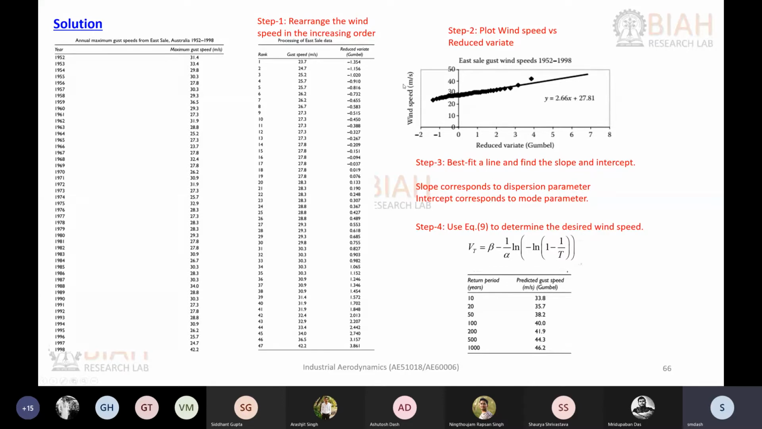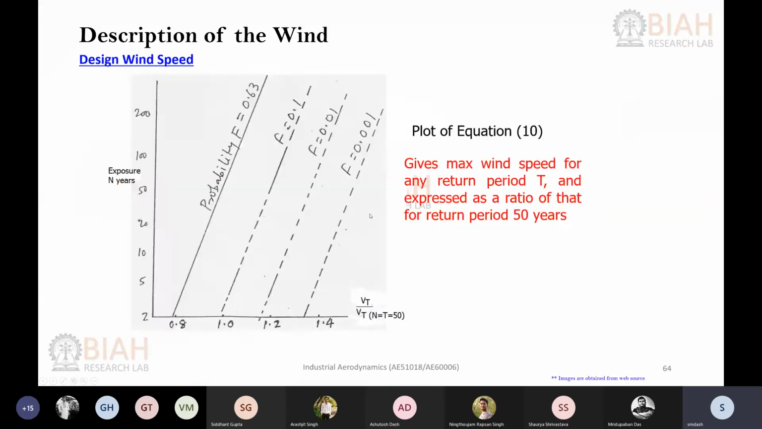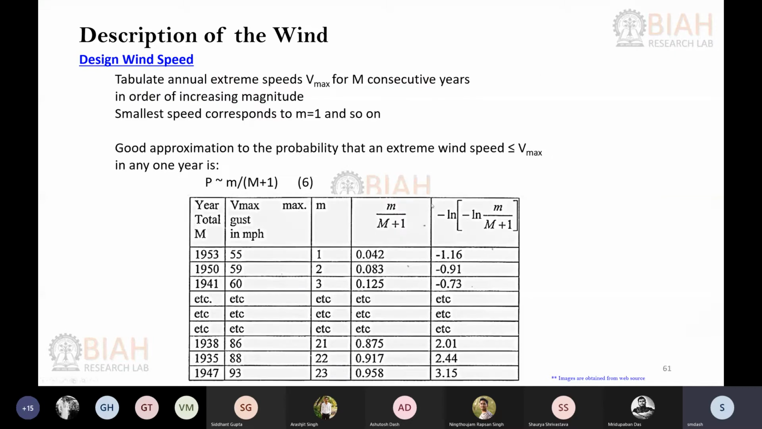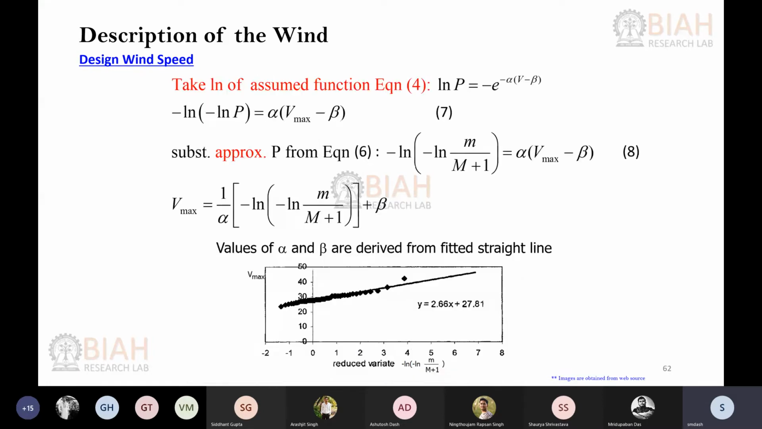Okay, so here on the y-axis this corresponds to the wind speed, and on the third column I have calculated the reduced variate or the Gumbel variate, which is basically this particular term. Like yesterday, if you remember, we defined m by m plus 1, that is the probability of a certain wind speed exceedance. Taking the logarithm of that is basically your Gumbel variate or reduced variate, and you see that term is also there in your equation. Okay, so that is what you are trying to do.